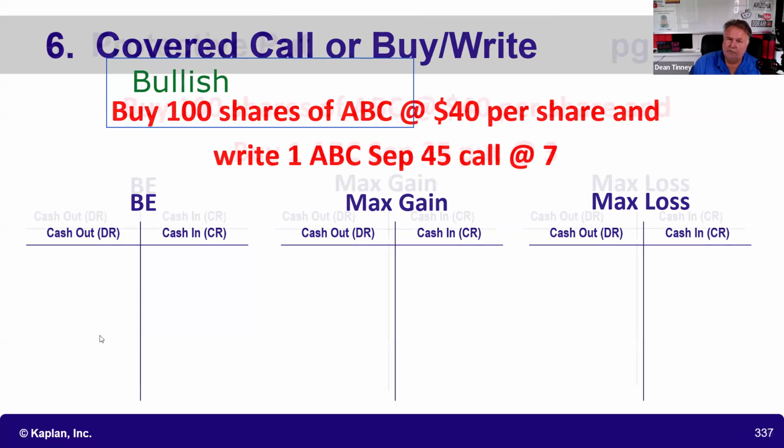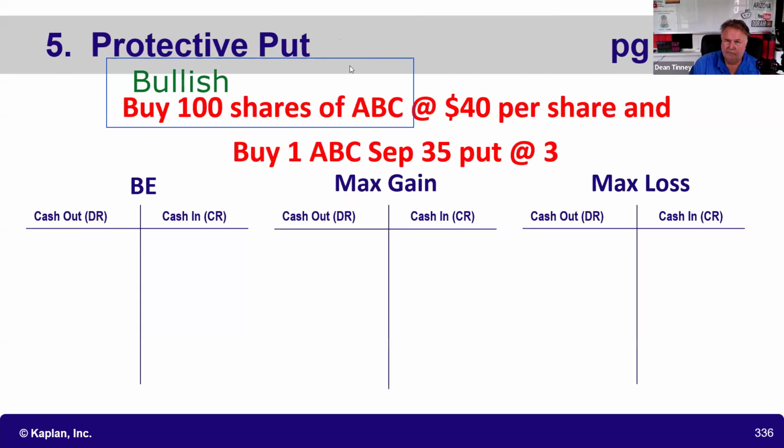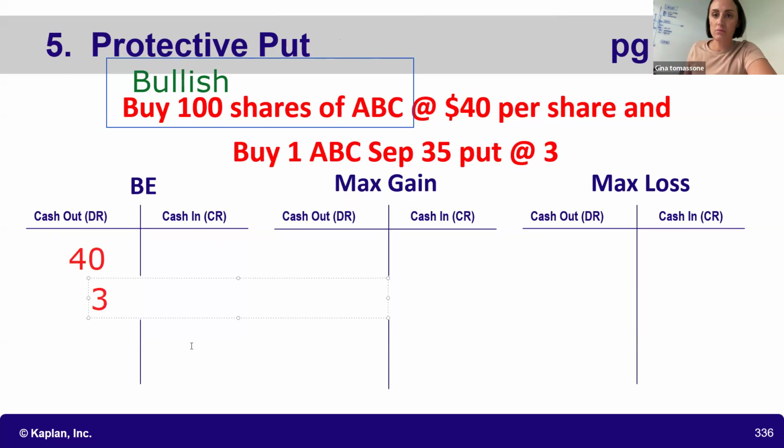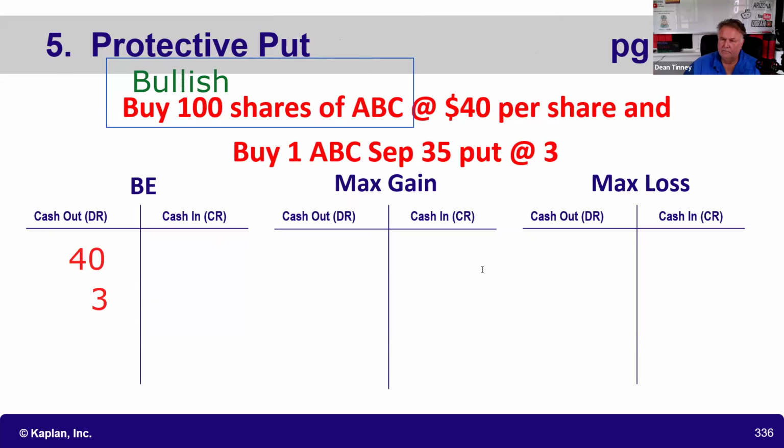And so we're out 40 for the stock. We paid 3 points for the protection. Stock dominates. We paid out for the option 3. Break even is 43. So you can either memorize stock cost plus premium, or 40 plus 3, net out of pocket 43, right?